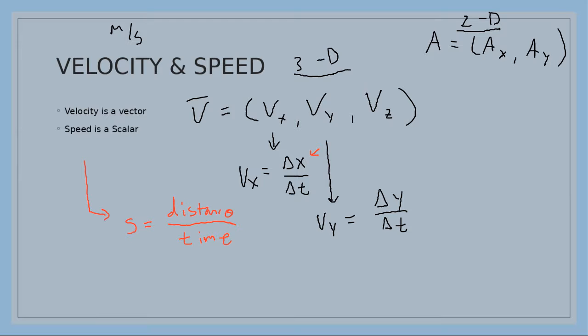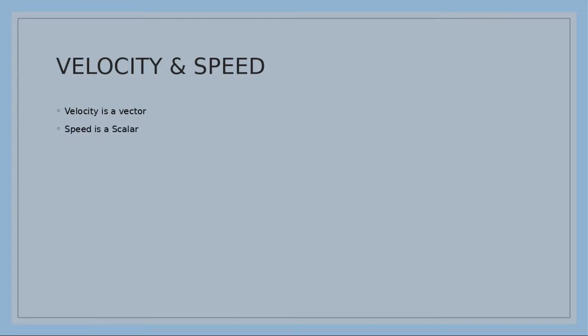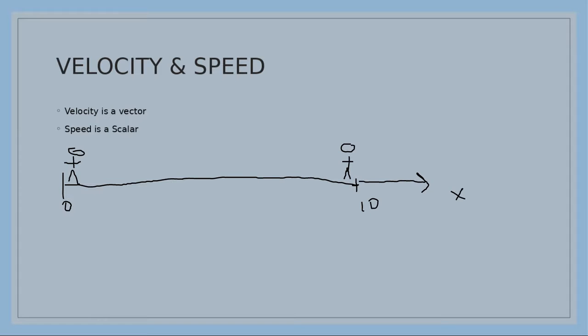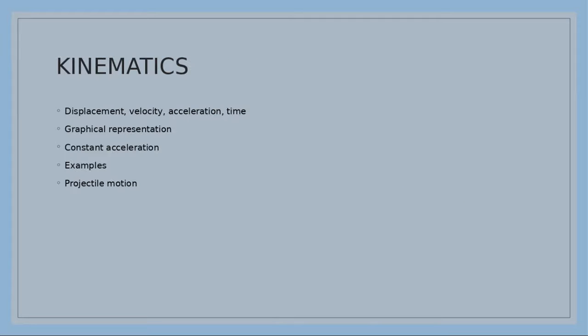Let's use the example I used a moment ago of this guy walking 10 meters. And notice this is one dimension, right? It's all on one straight line, so we can call this the x-axis. That's in one dimension. Let's say it takes him, I don't know, about 20 seconds to walk 10 meters.